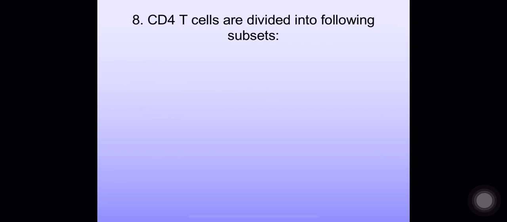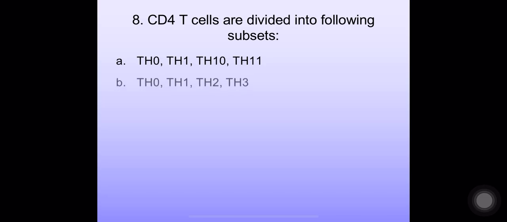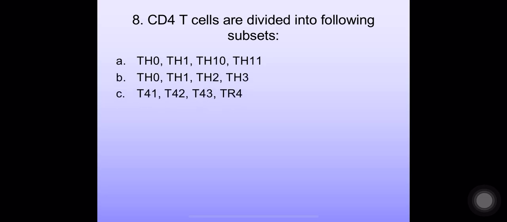CD4 T cells are divided into following subsets: A, Th0, Th1, Th10, Th11; B, Th0, Th1, Th2, Th3; C, Th1, Th2, Th3, Tr4; D, Th0, Th2, Th4, and Th6. The correct option here is option B, Th0, Th1, Th2, and Th3.